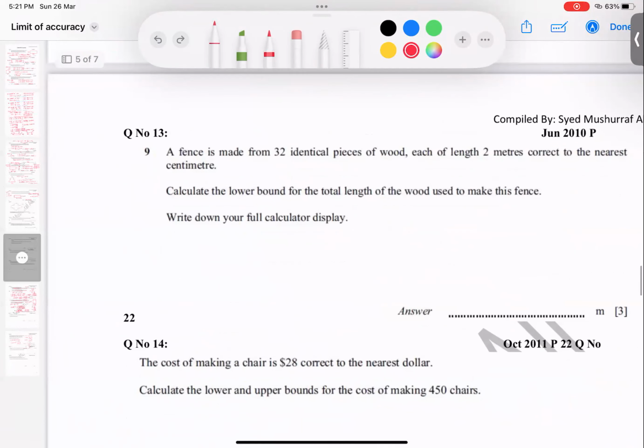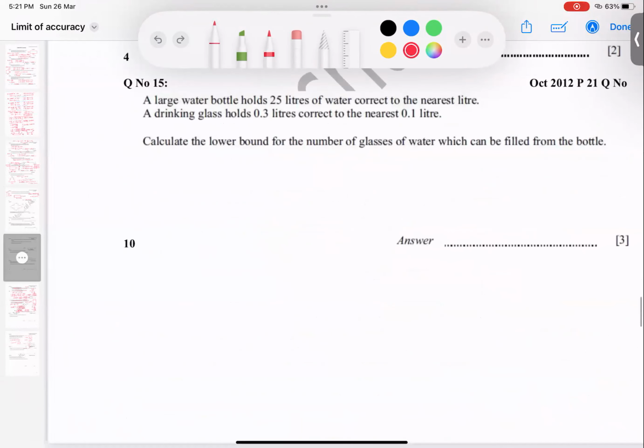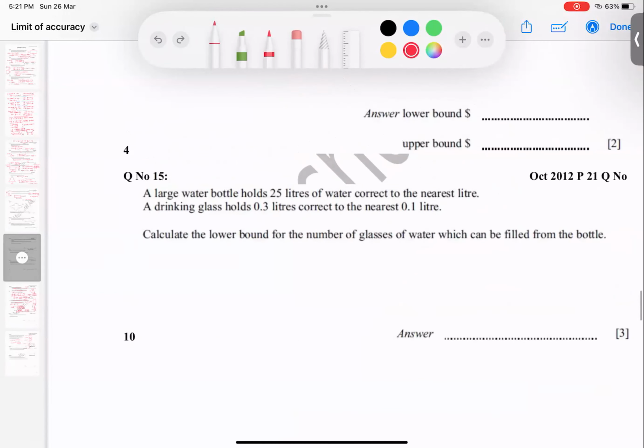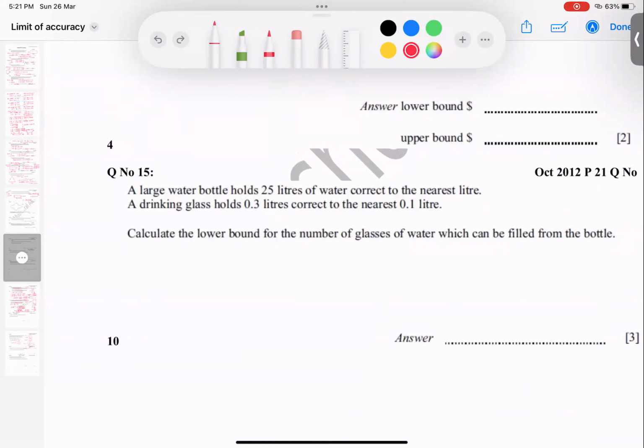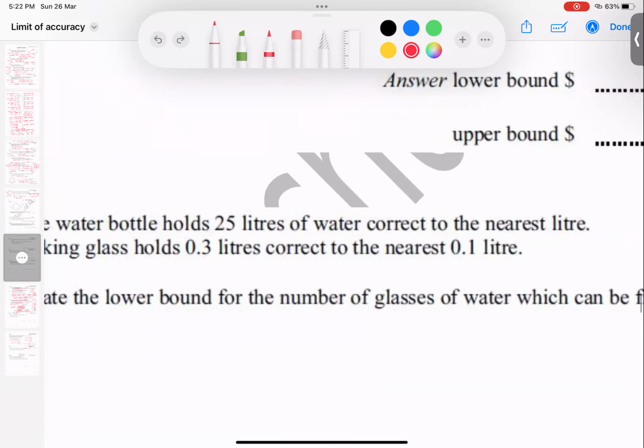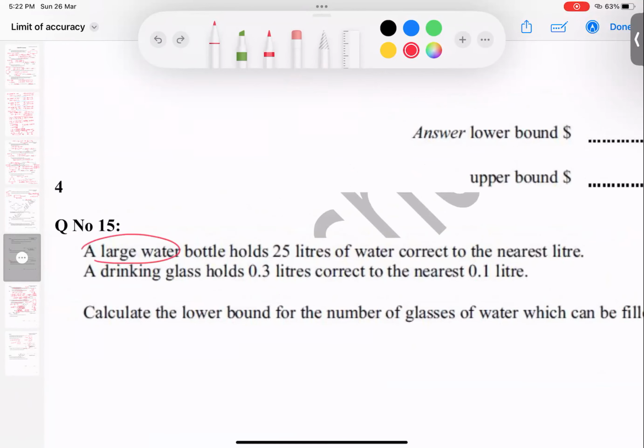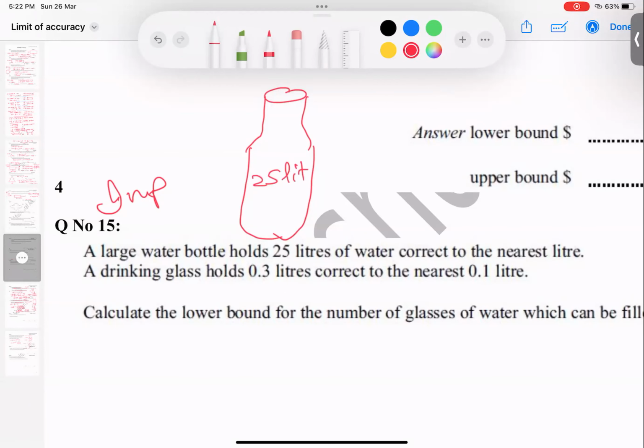I think the best example to understand is the number of jugs. I think this is a very good example. Question number 15 is very ideal to understand. Let's start. Bismillah ar-Rahman ar-Rahim. He's saying a large water bottle, 25 liters. This is the most important example in the whole worksheet, this one and another one. We have two very important worksheet examples. A large water bottle of 25 liters. So let's say a big bottle. And how much capacity inside? 25 liters. And it is correct to the nearest liter.